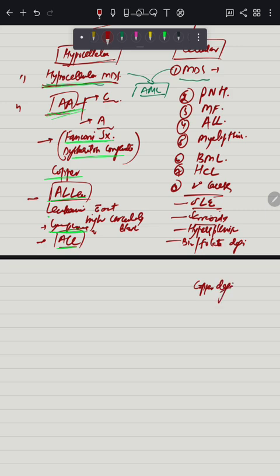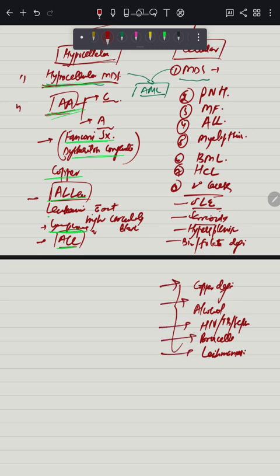Again, what is the setting for copper deficiency? There must be a history of bariatric surgery or zinc overuse. Then comes alcohol, HIV or TB or sepsis, and brucella or leishmaniasis. So these are the causes. SLE can present with or without cytopenias.